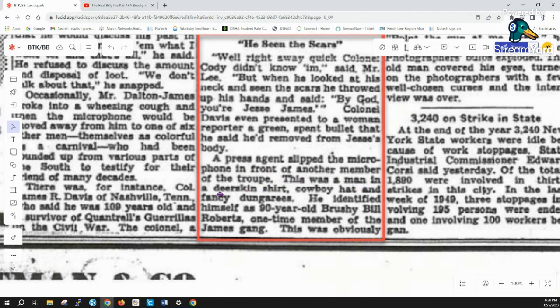This was a man in a deerskin shirt, cowboy hat, and fancy dungarees. He identified himself as 90-year-old Brushy Bill Roberts, one-time member of the James Gang.